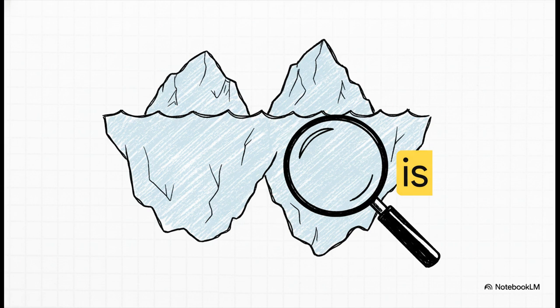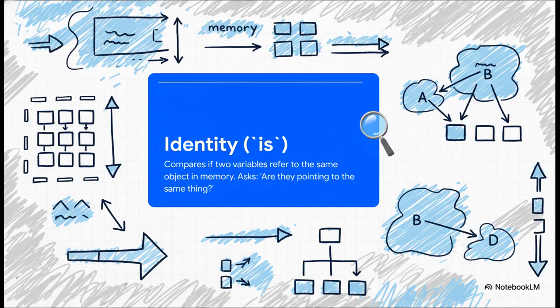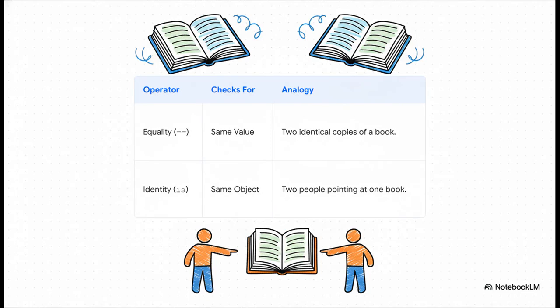a whole different beast. See, is checks for identity. It's asking, are these two pointing to the exact same thing in memory? I love this analogy. Double equals is two identical copies, but is is two people pointing at one single book.